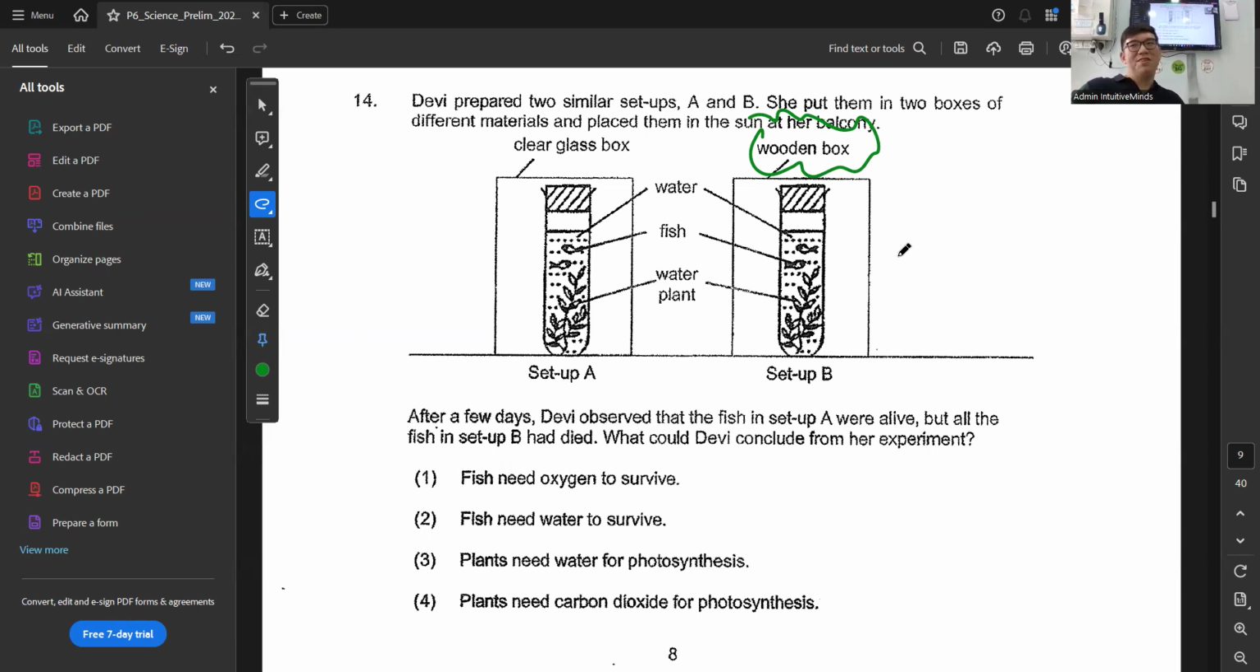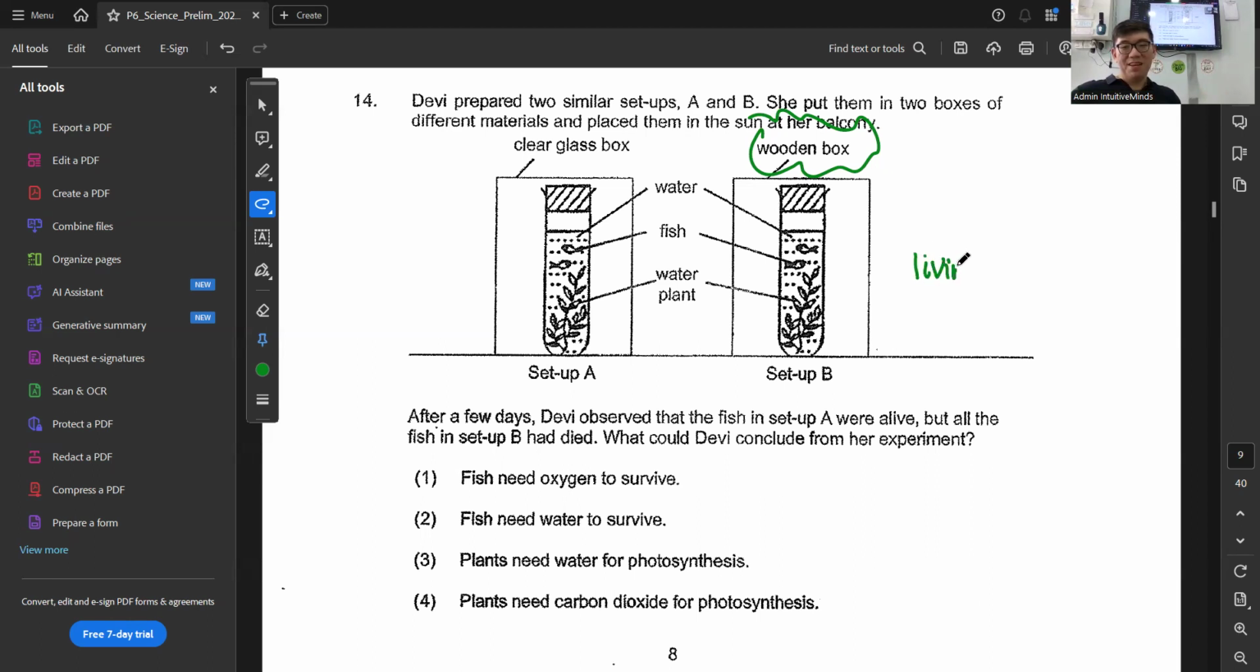The plants do have another source of carbon dioxide. What? Itself. The plants also produce carbon dioxide. You gotta take note of that. Plants not only make oxygen, but they take in oxygen and they produce carbon dioxide. Why is that so? At night. No, all the time. Day and night.